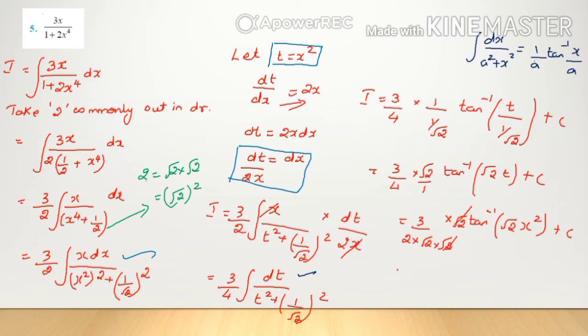So root 2 gets cancelled. We are left with 3 divided by 2 root 2 tan inverse of root 2 x square plus c. This will be the answer.